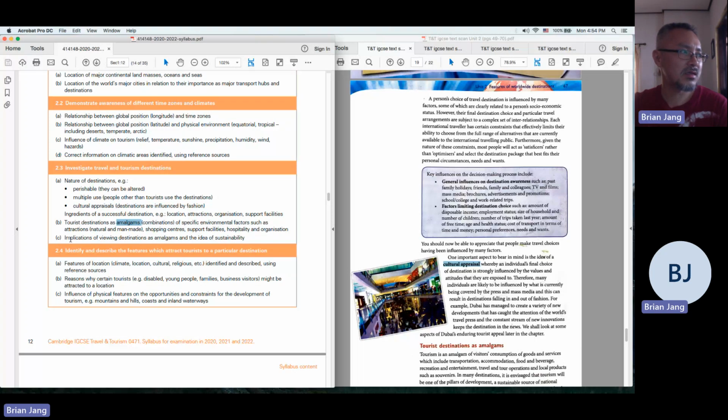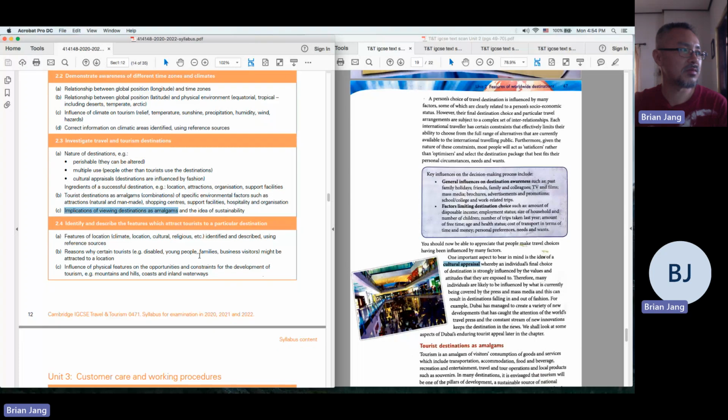Next is letter C, implications of viewing destinations as amalgams. Yeah, that's pretty much what I said. And the idea of sustainability. For this, I think sustainability gets highlighted a little bit later, which will be in another video. But just go through these pages and these letters and bullet points.